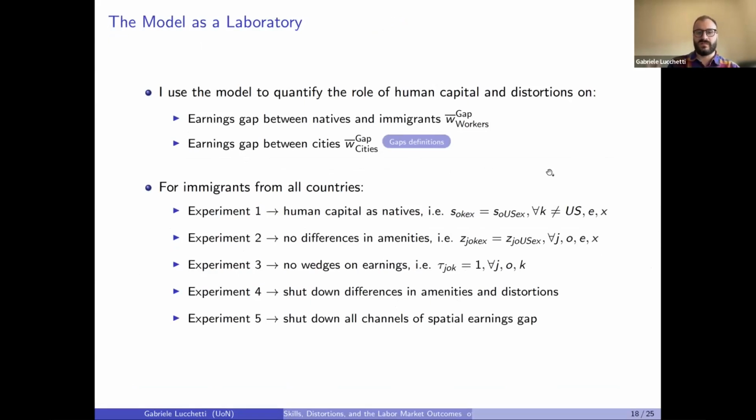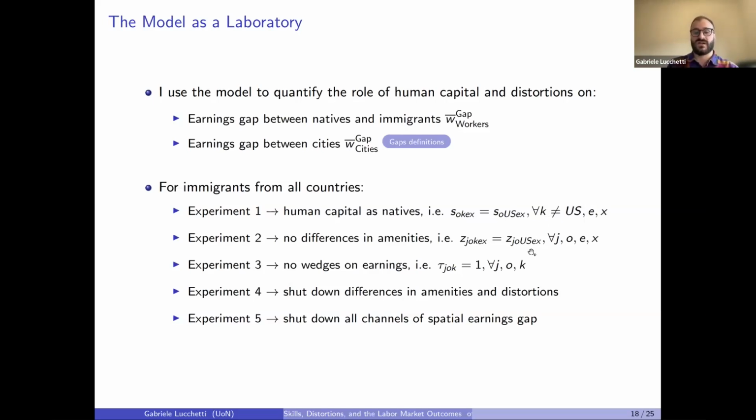I'm going to use the model to quantify the role of human capital distortions on the earnings gap between natives and immigrants and the earnings gap between cities. The experiments I'm going to show you today: in the first case, I'm going to allow immigrants to have the same human capital as natives with the same observable characteristics, so these workers are going to supply the same amount of human capital. Second, I'm going to shut down the differences in taste with natives, meaning I'm going to give immigrants the same taste for cities and occupations as natives with the same observable characteristics.